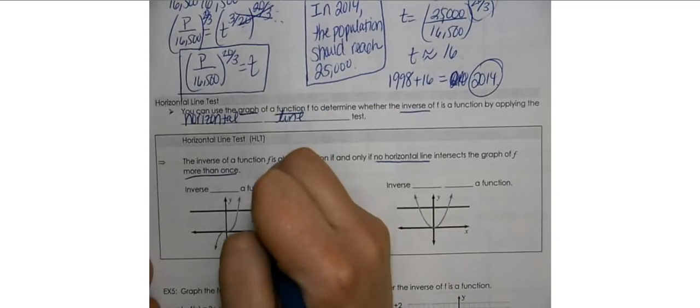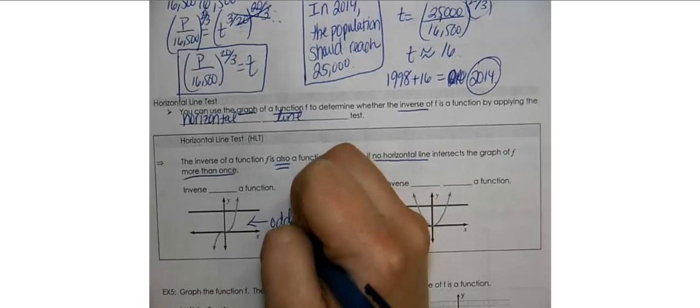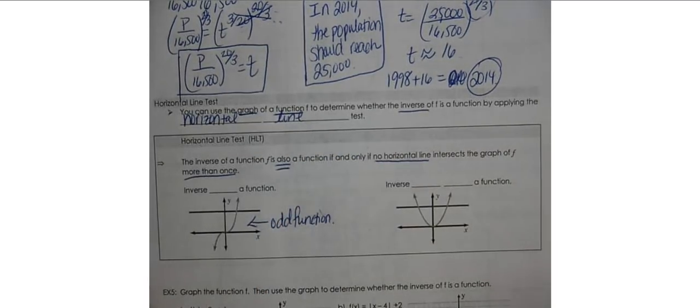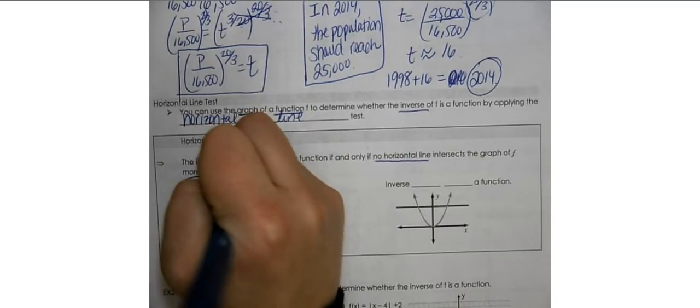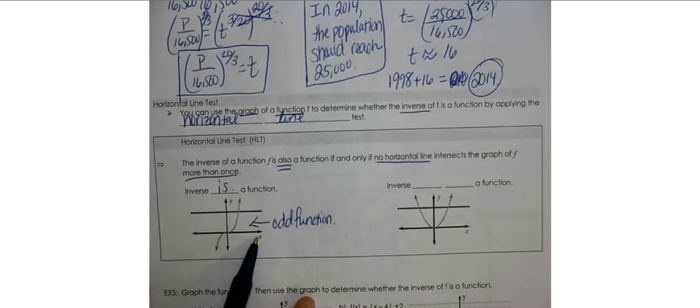This function right here is an odd function. Just look at the end behavior. So for this odd function, the inverse is a function. Why? Because it passes the horizontal line test.